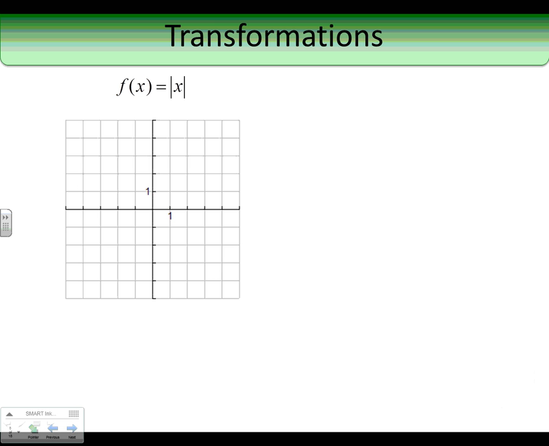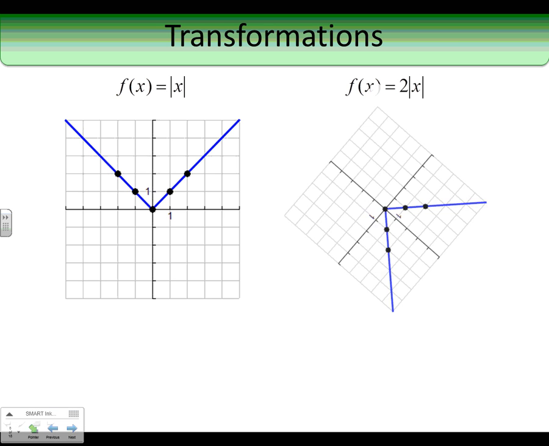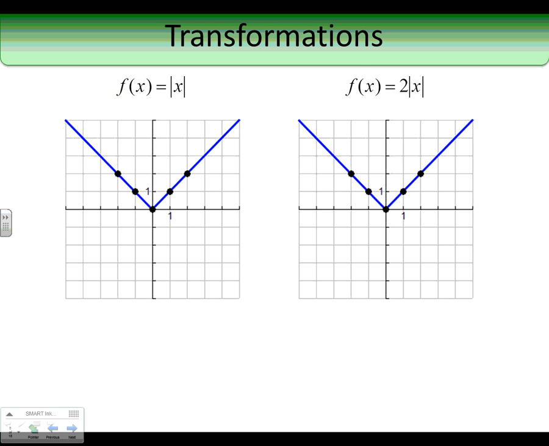Okay, let's look at a new parent function, f(x) equals the absolute value of x. So that was our V function. And let's say we multiply by a 2 on the outside of the function. So again, when something is going on the outside of the function, that affects our y values. So we're going to multiply all of our y values by 2, which makes our graph skinnier. It stretches that graph up so it looks a lot skinnier.